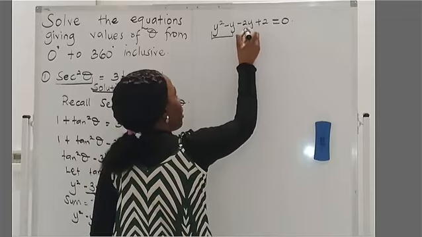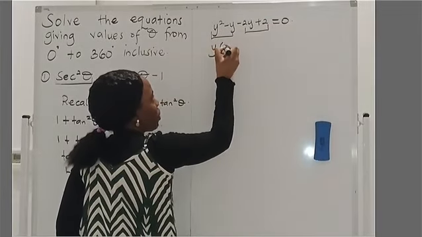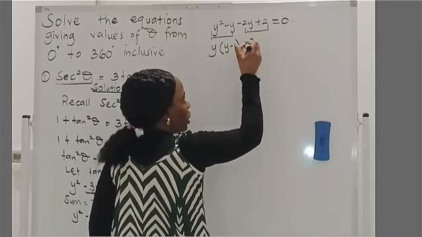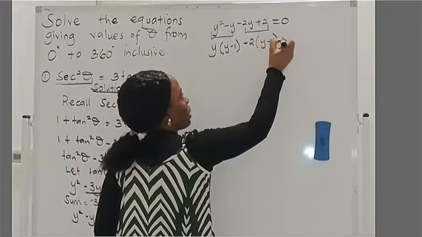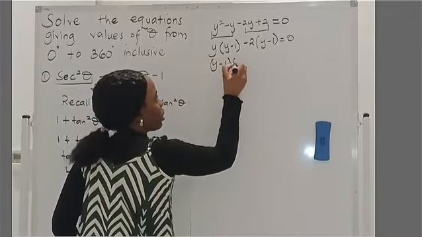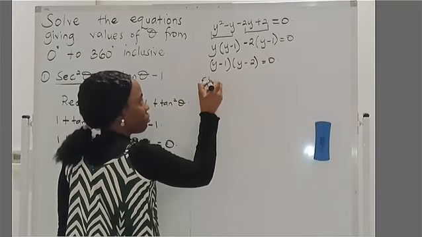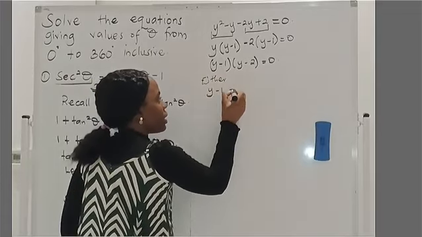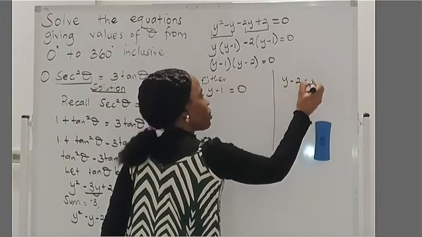Now let us group them. In the first bracket, y is common. When I put y out, I'll remain with y here minus 1. In the second bracket, we have 2 common. So I have written minus 2 into y minus 1. This is equal to 0. Now you have y minus 1 into y minus 2, and this is equal to 0. Either y minus 1 is equal to 0 or y minus 2 is equal to 0.